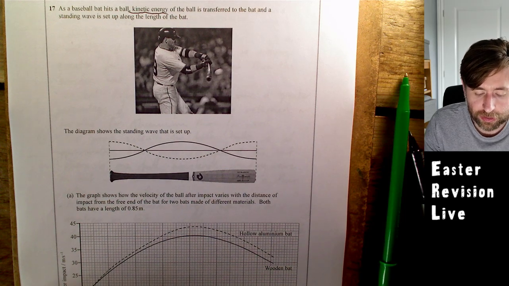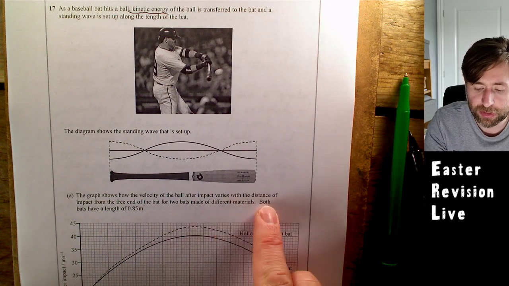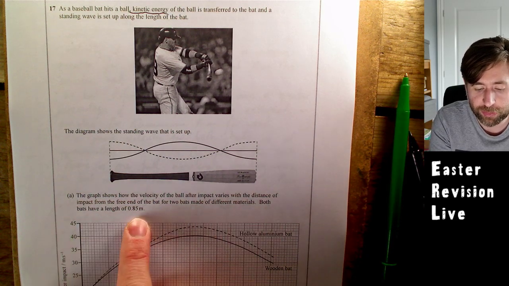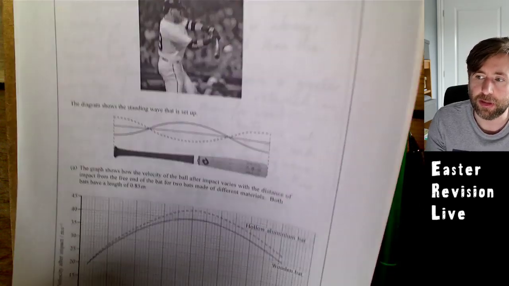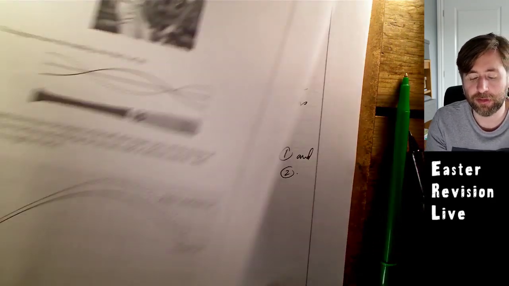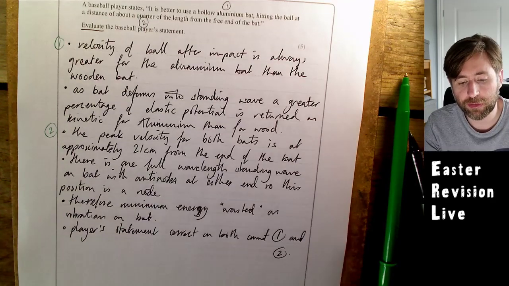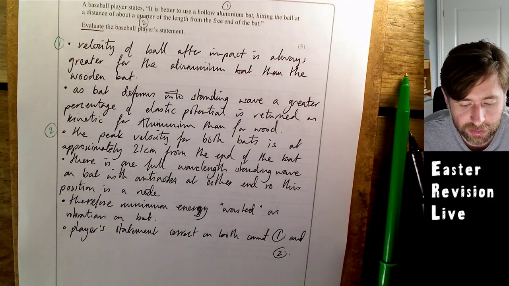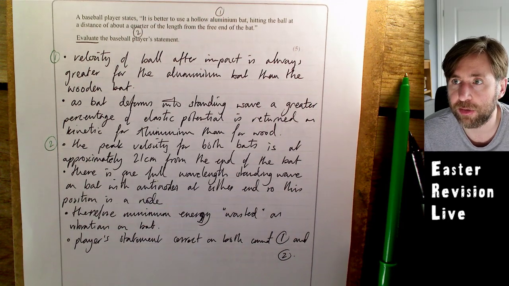The graph shows how the velocity of the ball after impact varies with the distance of impact from the free end of the bat for two bats made of different materials. Both bats have the same length. Okay, so the hollow aluminium bat and the wooden bat. Okay, there's just some data. We're going to use that in a second, aren't we? A baseball player states it's better to use a hollow aluminium bat, hitting the ball a distance about a quarter of the length from the free end of the bat.